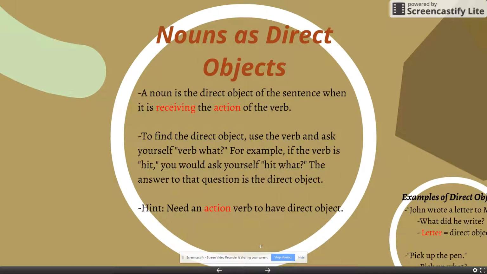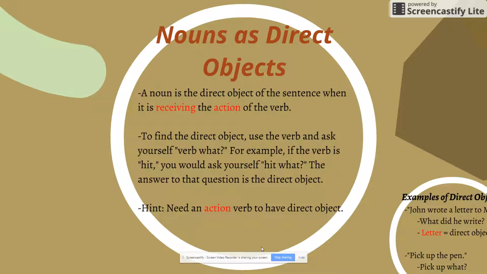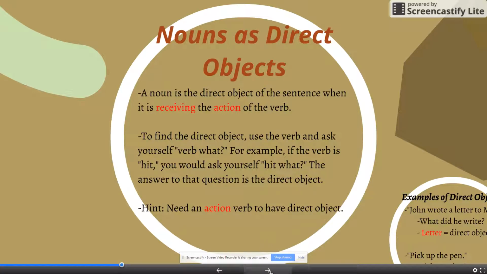Now on to nouns as direct objects. On the opposite side of the action, we have who is receiving that action, and we call that the direct object. To find the direct object, you want to ask yourself with the verb what. For example, if the verb was hit, you would want to know hit what. Whatever answers that question is the direct object because it's receiving the action of the hitting. In this case, you need to have an action verb. So it only has a direct object when there is action. And not all sentences have action verbs. We'll talk about that in a little bit.